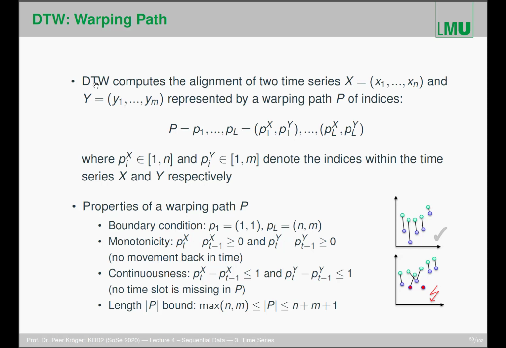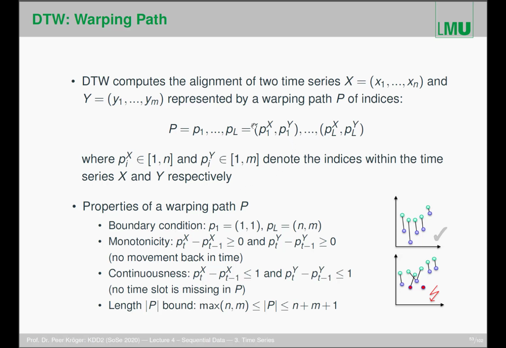So dynamic time warping computes the alignment of two time series, and that alignment is represented by a warping path of the indices. The warping path has some indices, like here, which consist of pairs that you compare. So you compare one value from x and one value from y in each of the indices here.